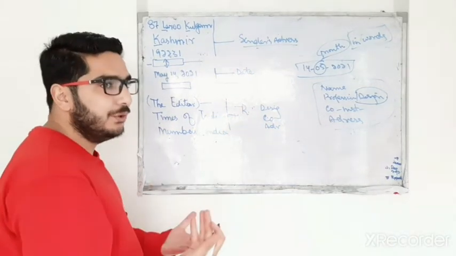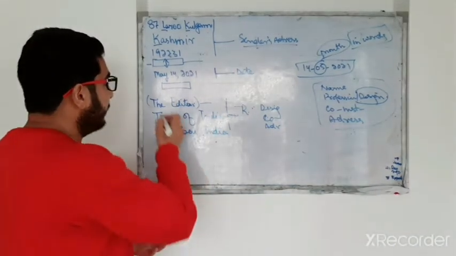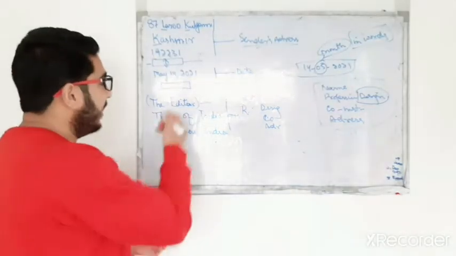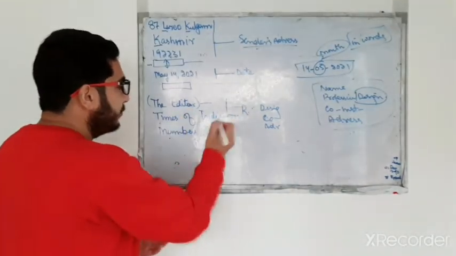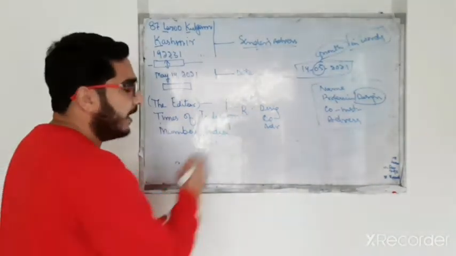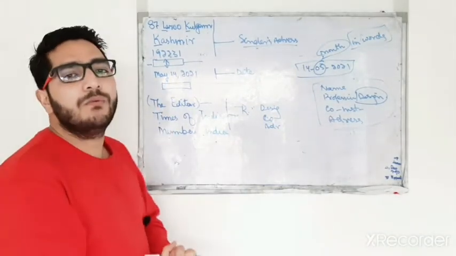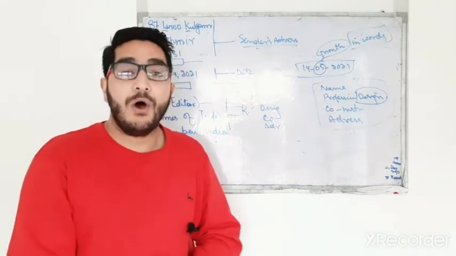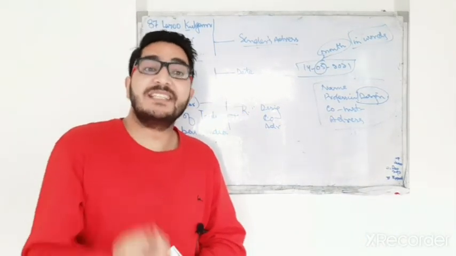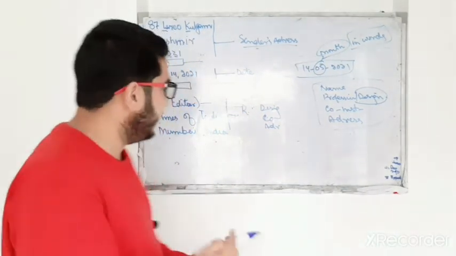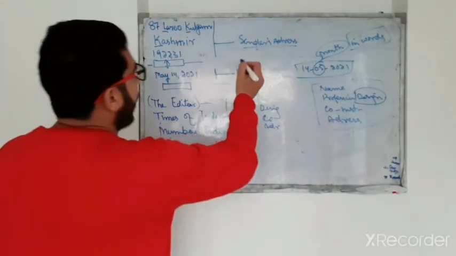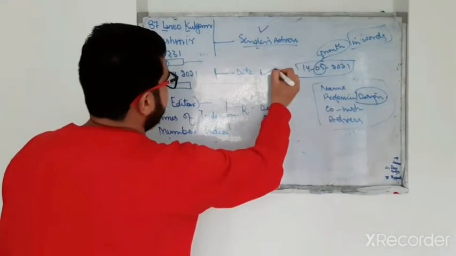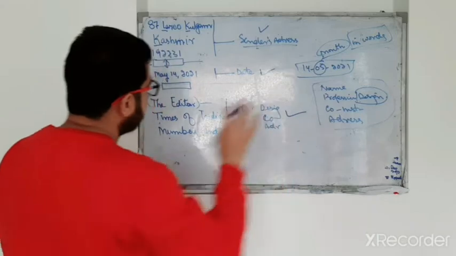For example, if we know the person, for example, Mr. Khan, Branch Manager, Jammu and Kashmir Bank, Anantnag, Kashmir. So that is how we write the recipient's address, or a receiver's address, or it is also known as the inside address. So this is one element, this is another element, and this is another element.